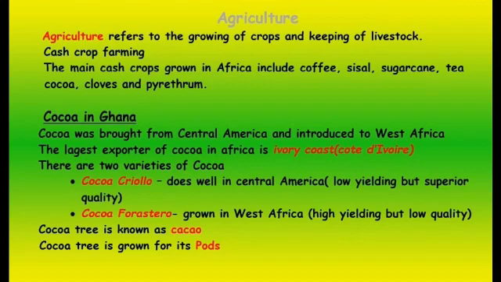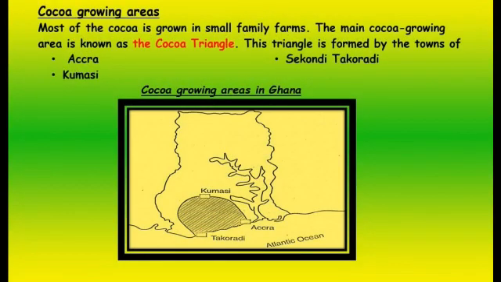I've said that the cocoa tree is referred to as cacao. The cocoa tree is grown mainly for the part that is pods. The pods are the main important part of this crop, and that is what is harvested and then sent to industries for manufacturing.